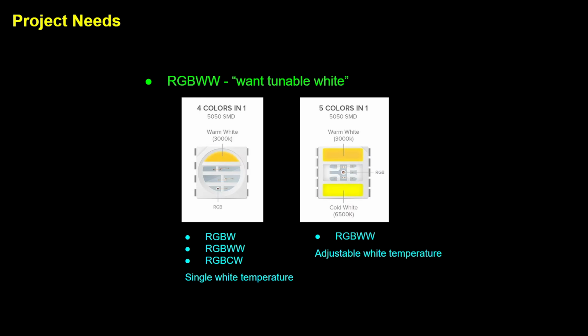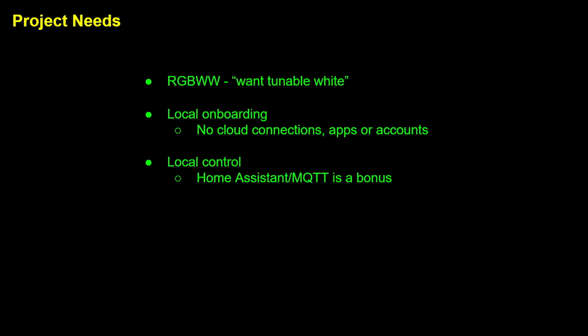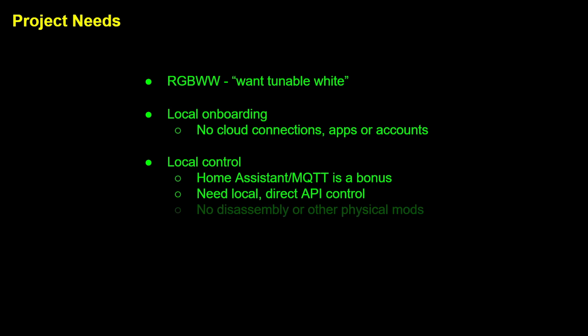But that's not my only requirement. I want to be able to onboard the bulb to my local network without needing to install a dedicated manufacturer's app or creating yet another cloud account. I want to control the bulb settings such as state, color, and brightness without any external internet access. Now, local Home Assistant MQTT integration would be a bonus, but for my project, I need to be able to directly control the light via a local API or other method that doesn't require any third-party systems like Home Assistant or an MQTT broker. And finally, I'd like to be able to accomplish this without disassembling the bulb to get to the GPIO pins to flash custom firmware or even replacing the controller chip inside.